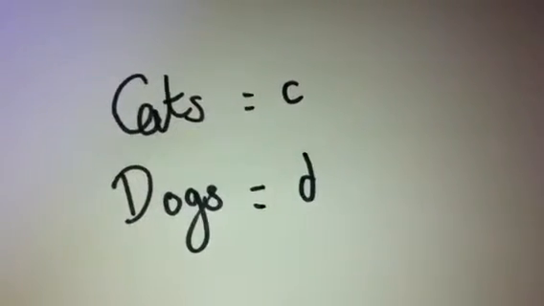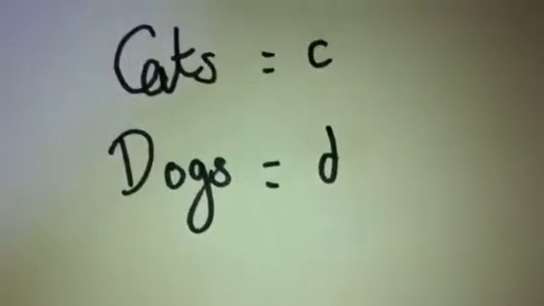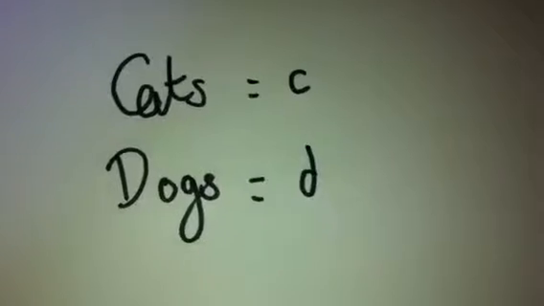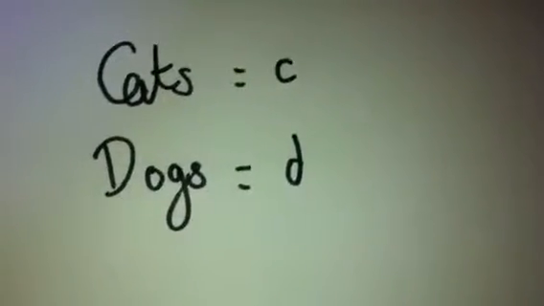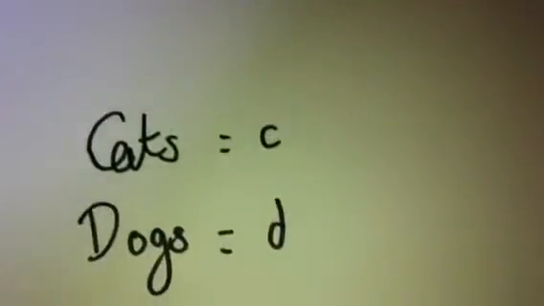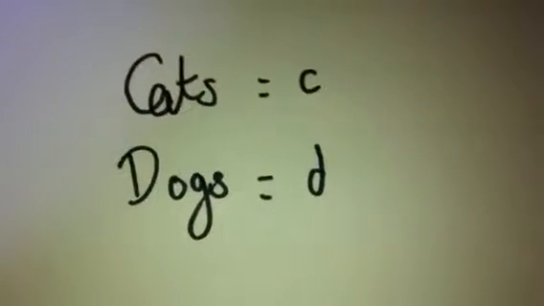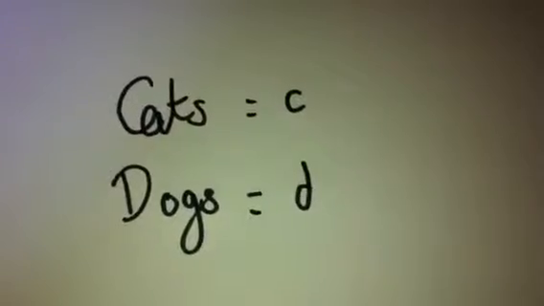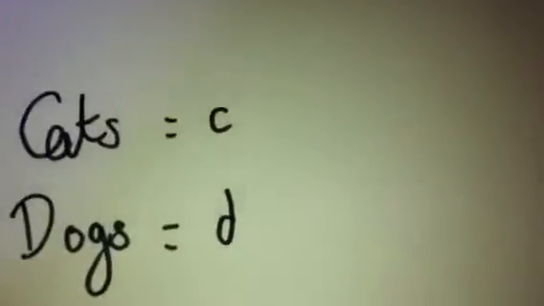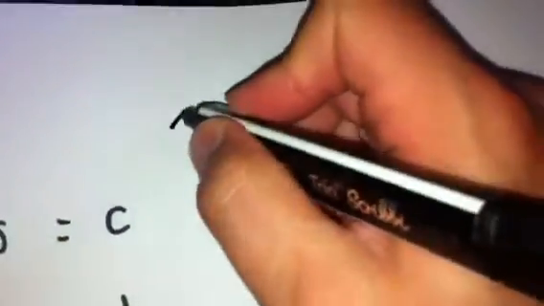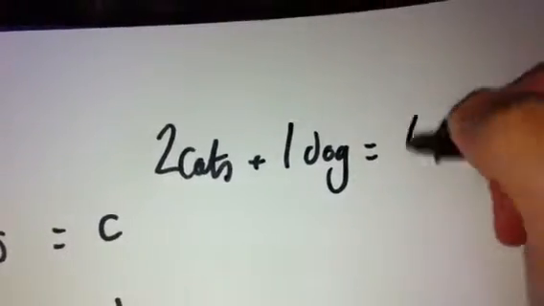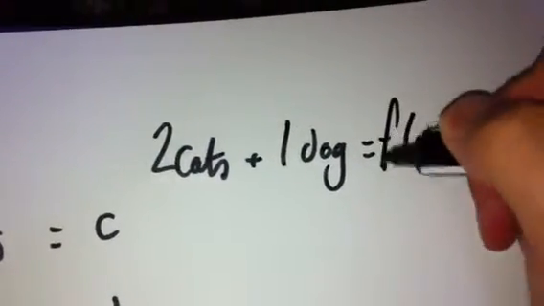Okay? Now, we want to know how much a cat costs and how much a dog costs, but the shopkeeper won't tell us. But what we can do is ask the people coming out of the store how much they've spent. One person comes out of the store and they say, I bought 2 cats and 1 dog, and I bought them for £40. Okay? So, you write 2 cats plus 1 dog equals £40. You make a note of that.